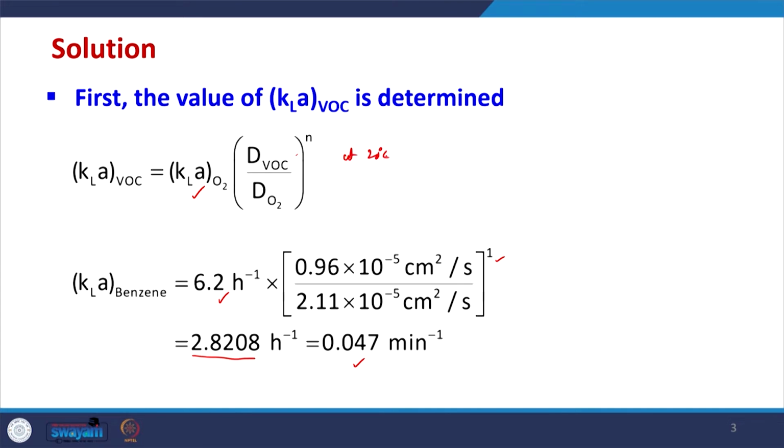If we have to find out the KLa value of a VOC at any other temperature, then we have to use the temperature relationship as well. Again we will have to look for some data from the literature for finding out the overall mass transfer coefficient of VOC in water at maybe an elevated temperature of 35 degree centigrade. Some relationship we will have to look into the literature and get the values of those empirical constants in that particular equation.